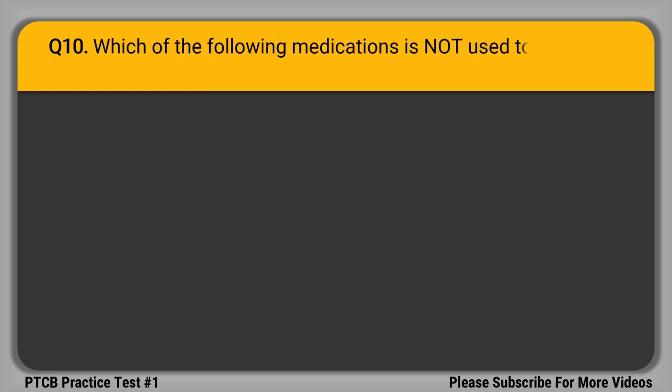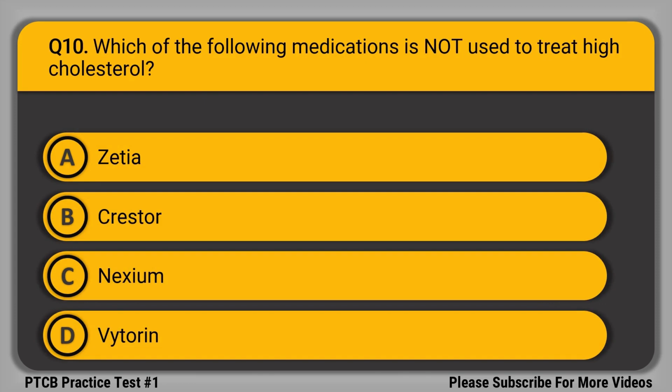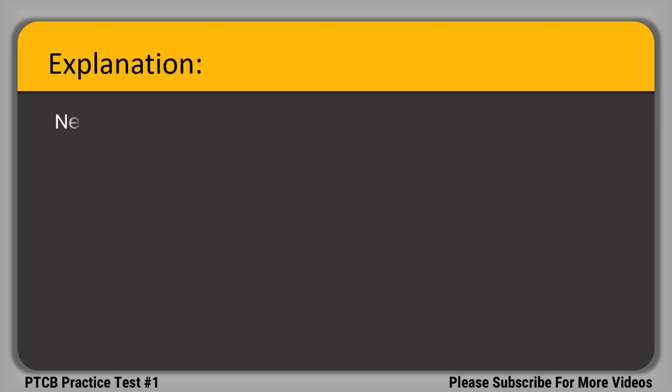Question 10. Which of the following medications is not used to treat high cholesterol? A. Zetia. B. Crestor. C. Nexium. D. Vytorin. C. Nexium. Nexium is used to treat GERD.